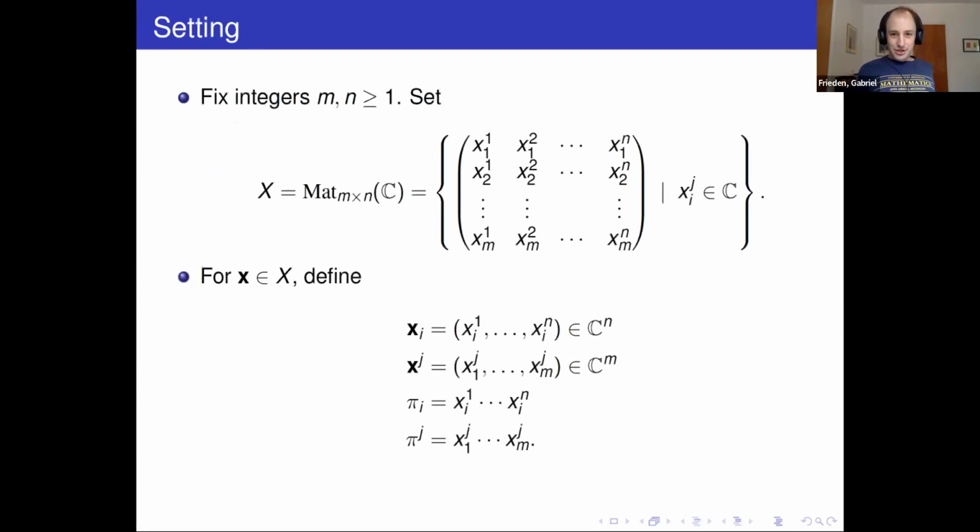Okay, so here the setting is I'm going to work with the space of M by N matrices with complex entries. The notation is that for a matrix X, I'm going to denote the ith row by X sub I and the jth column by X super J. And it'll be convenient sometimes to talk about the products of the elements in a row and the products of the elements in a column, which I'll call pi lower I and pi upper J.